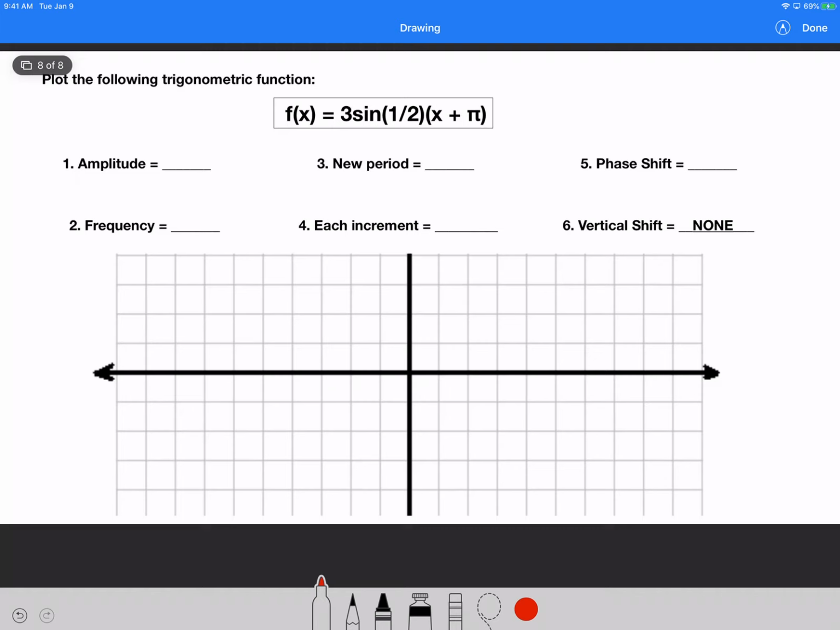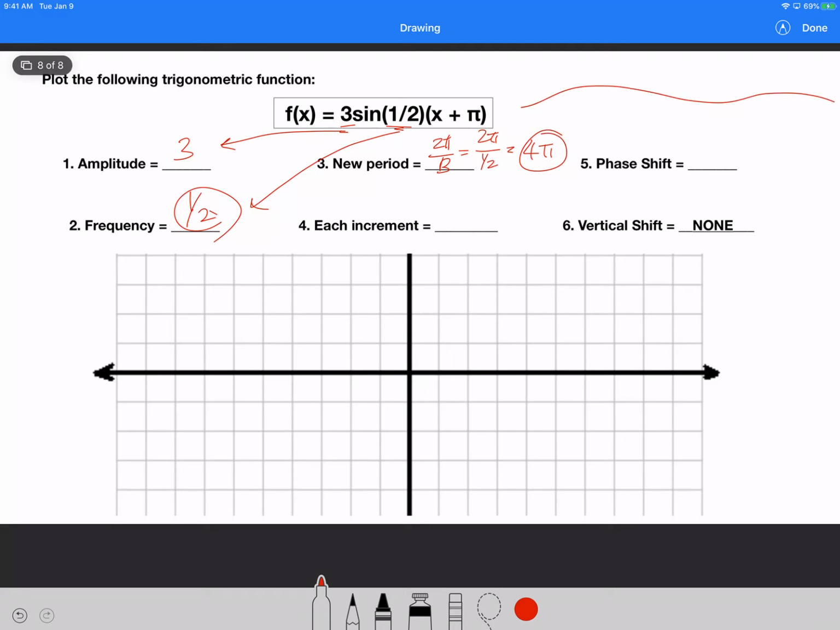Okay, so the amplitude here would be 3, because the first number here is 3. The frequency value would be 1/2. The new period would be 2 pi divided by the b value, which is 1/2, which means it's 2 pi divided by 1/2, which is 4 pi. So this is a very elongated graph. It will be very, very long. Each increment is 4 pi divided by 4, which makes it pi. And then the phase shift is pi units to the left.